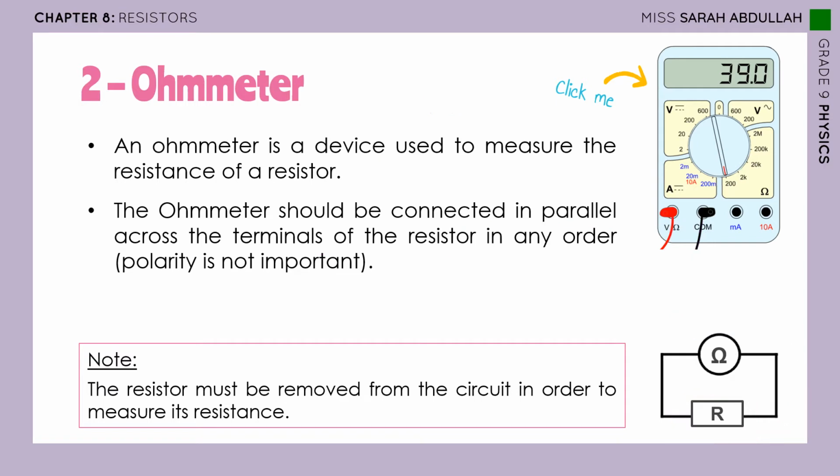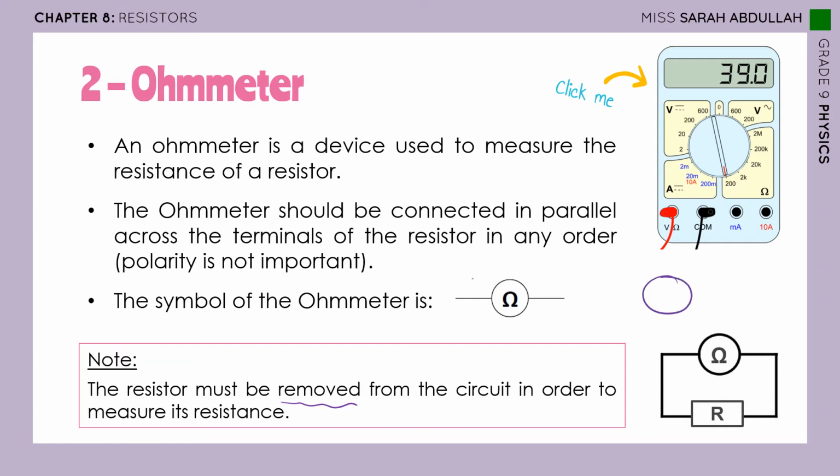Now, a little note here: for us to actually measure the resistance of a resistor, the resistor must be removed from the circuit. So I must remove the resistor from the circuit and then I can measure its resistance. But once it is in the circuit, I cannot use this to measure the resistance. Now, the symbol for this ohmmeter, I used it here. Instead of having a voltmeter or an ammeter, now we have an ohmmeter, which looks like that.